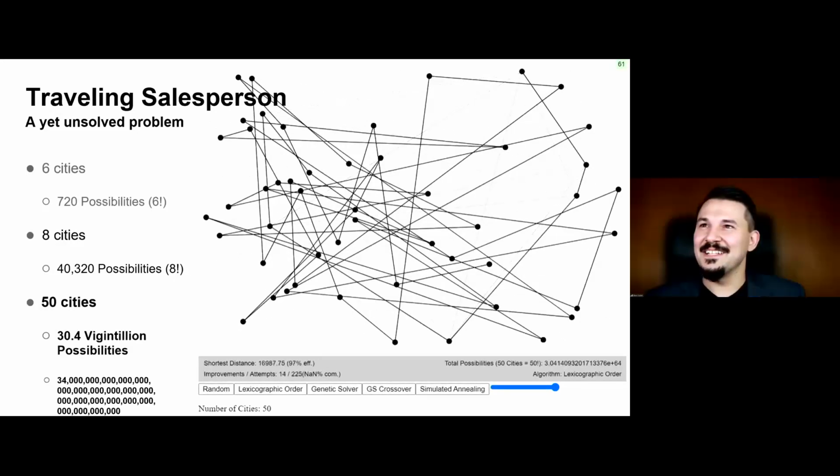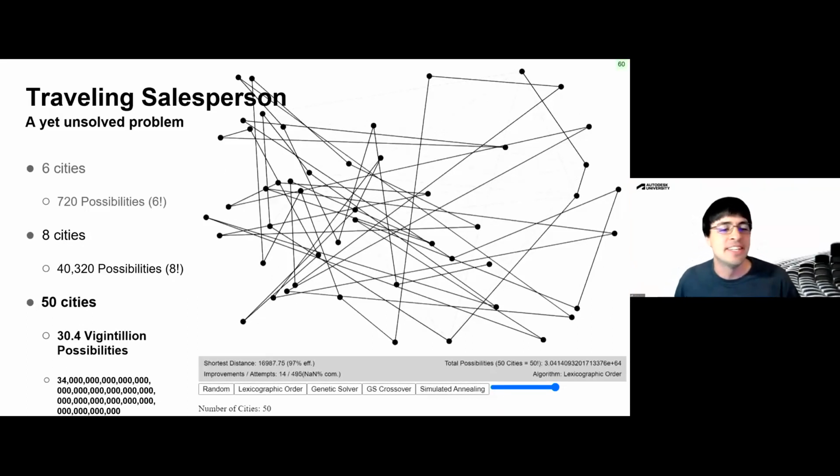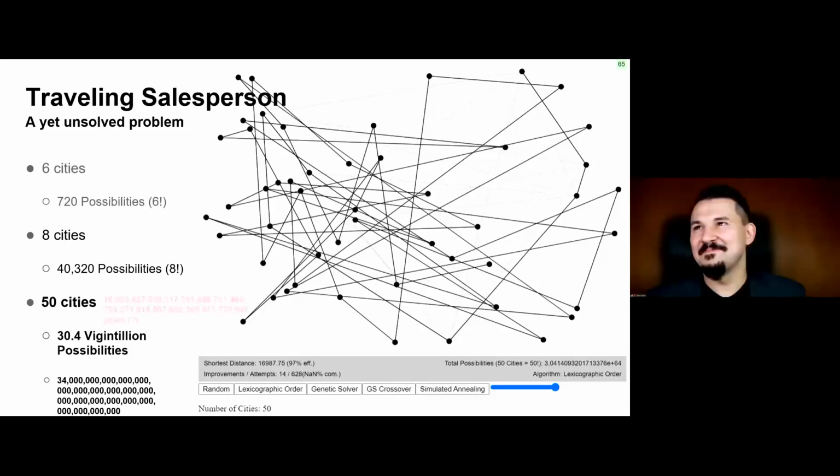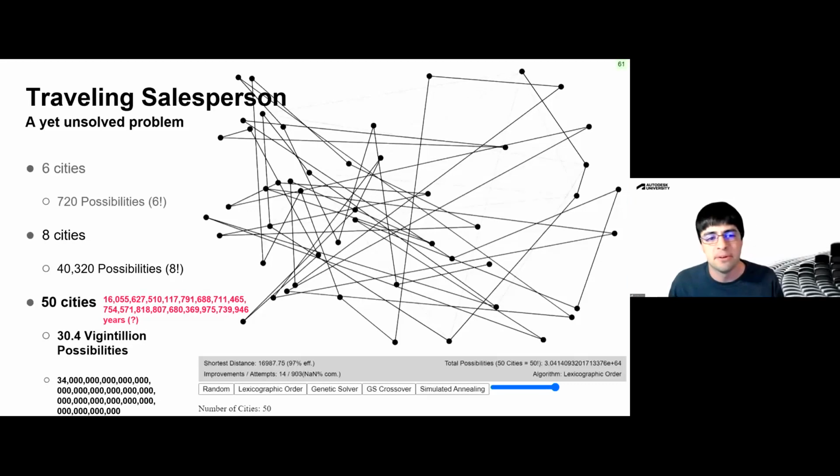It's a fancy word there. It's a pretty big number, looks like. 30.4 vigintillion. I looked that up. This is how many years at the same speed it would take to try all those possibilities. Of course, computers can go a little faster, but not that much faster.